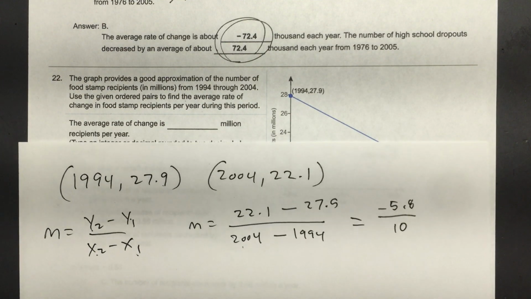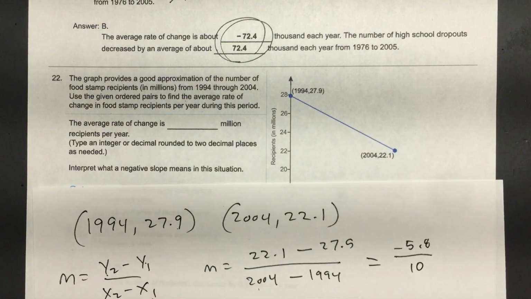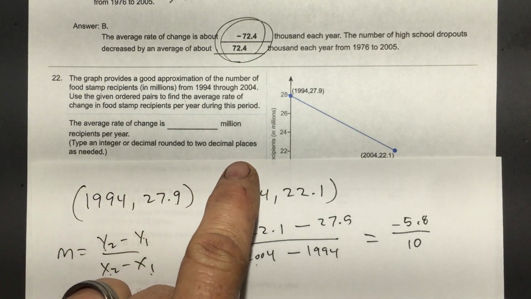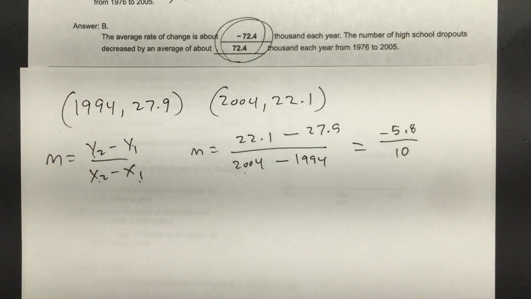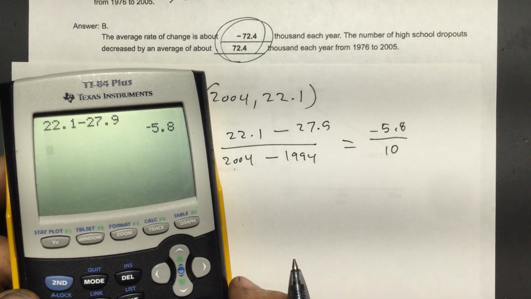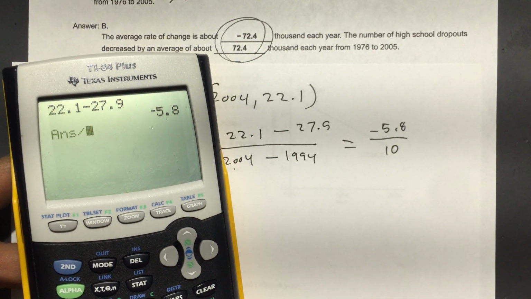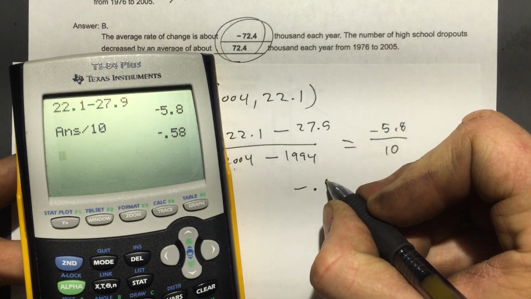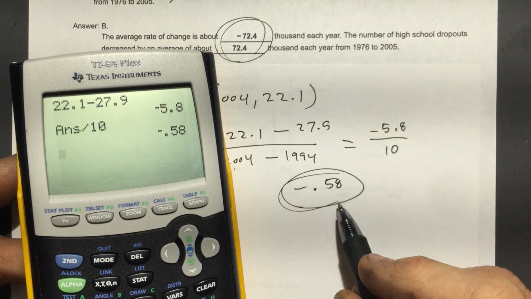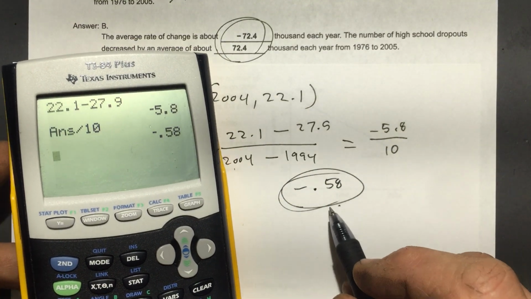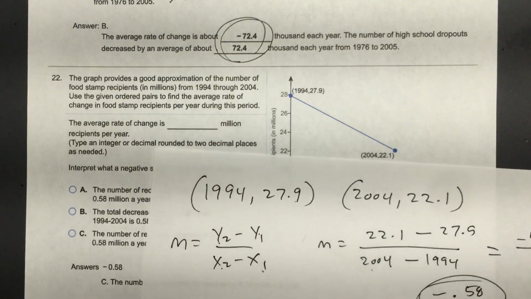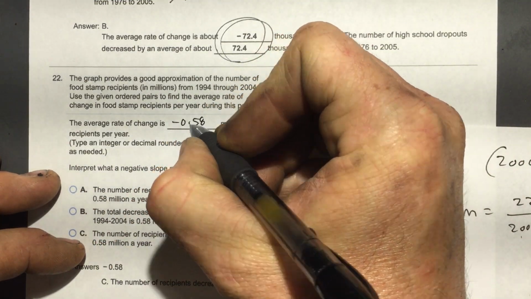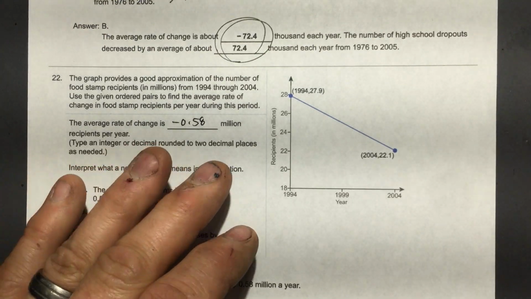Okay. Now, this says type an integer or decimal rounded to 2 decimal places as needed. You got to read what it wants, so I need to go ahead and divide this. So divide by 10. It's still on the calculator, so it's -0.58. Which is 2 decimal places already, so we're good to go there. So this should be -0.58. All right, that's the average rate of change.